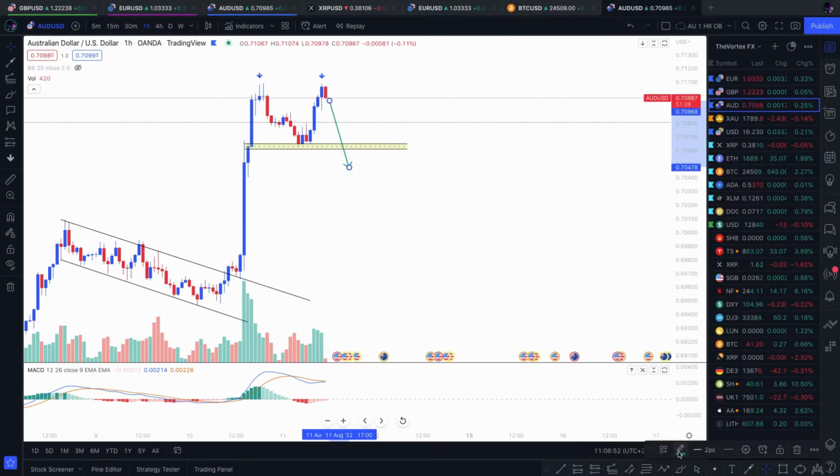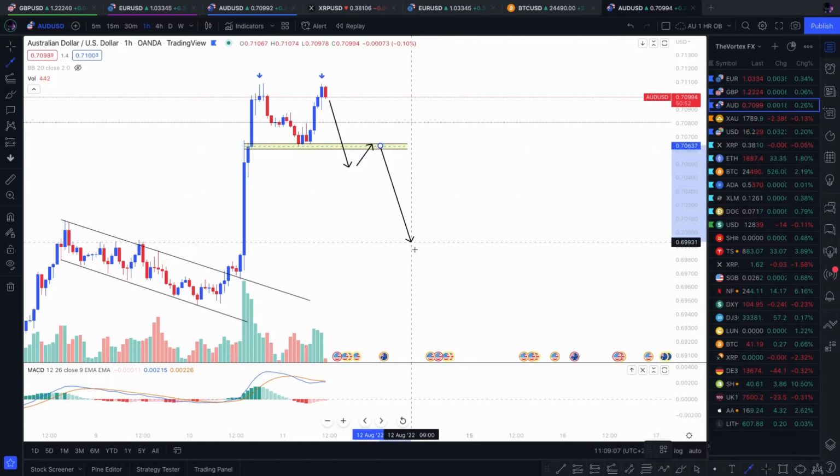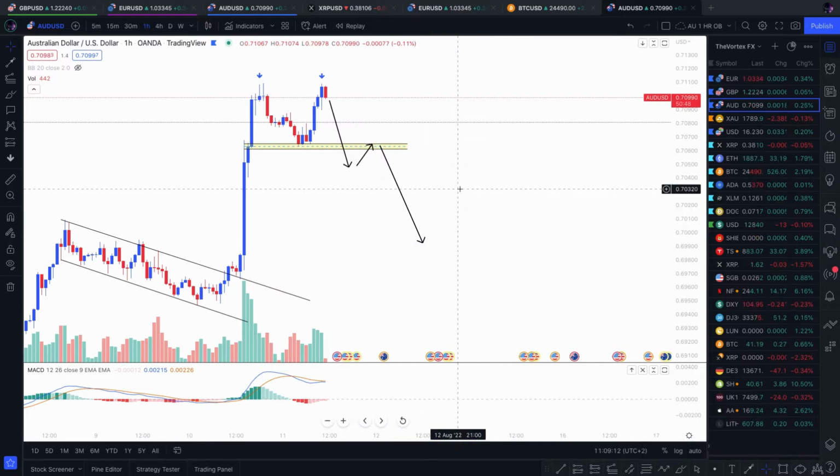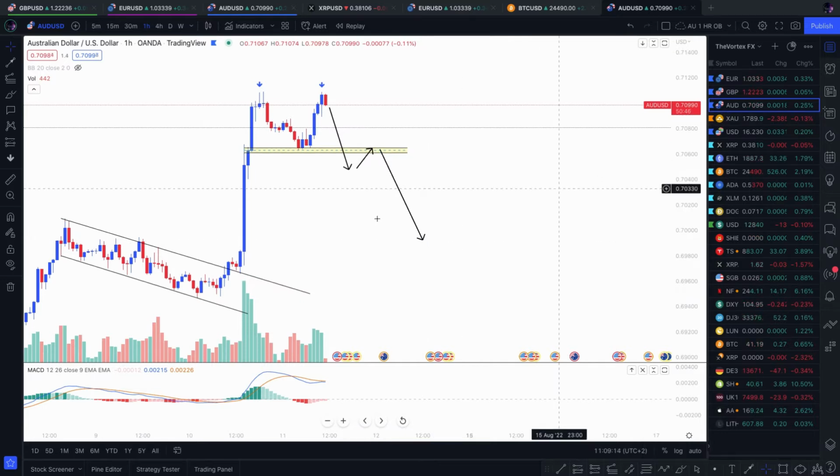Let's turn this arrow, the color, change it back to black. All right, so we would want to see a close below this yellow next zone. We would then want to see a retrace back up into the next zone before jumping in and shorting the pair down to previous price structure around this region right here. Now, this could be a decent trade.